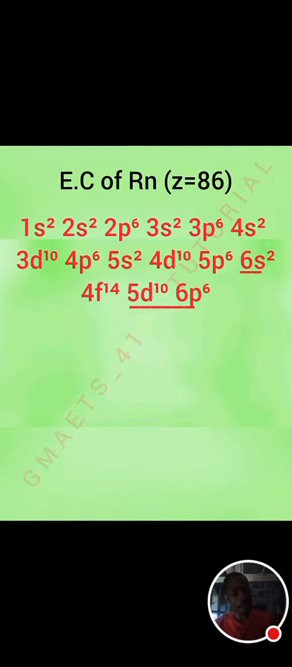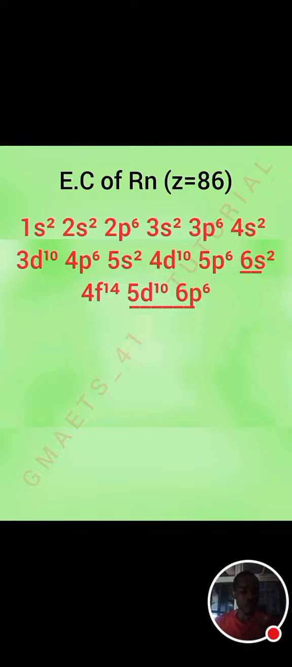That usually happens in the case of d-block elements, transition metals to be specific, as well as the lanthanides and the actinides. Usually we apply that n-1 rule. So now that we know that the highest principal quantum number in the electronic configuration of radon is 6, we will pick that. So n is equal to 6 for this guy.